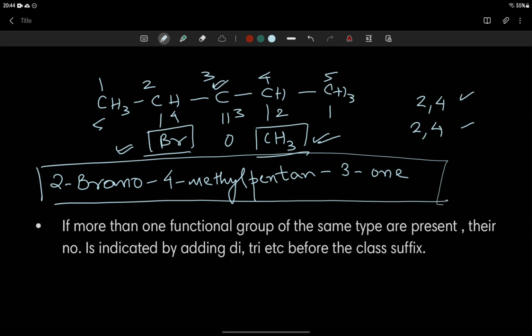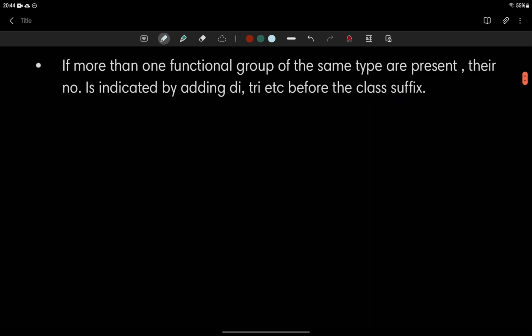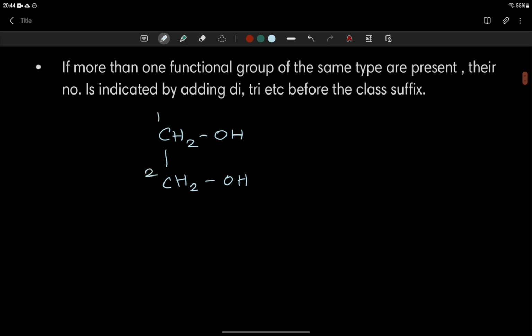Now moving on to the next rule, that is, if more than one functional group of the same type is present, then their number is indicated by adding di, tri, etc. Okay. Now for example, you have this type of organic compound with you. Okay. So now here this is the first carbon and this is the second carbon, right? Now numbering from here or there is the same thing. Now 2 carbons are there, so here we are going to write the name like this: ethane, then hyphen 1 comma 2, again hyphen diol. Okay, like that we are going to name this.